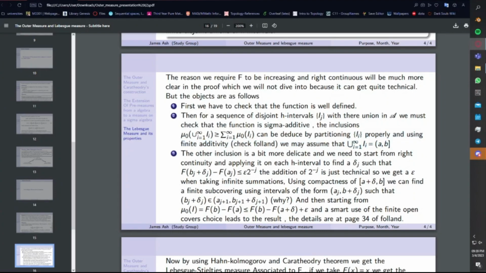But using this technique, which I won't go into because I'm still trying to figure it out as well, you can prove the first inequality. The second inequality is also a bit technical, and you need to use right continuity. You first start by saying what right continuity is, which is that you can find a delta such that f of bj plus delta j minus f of aj is less than epsilon times 2 to the minus j.